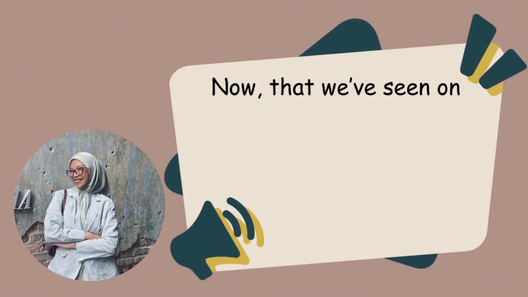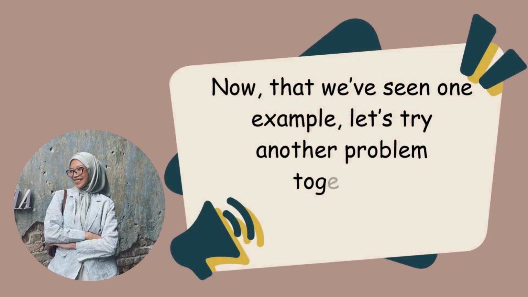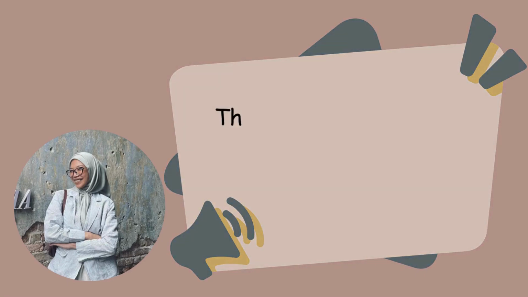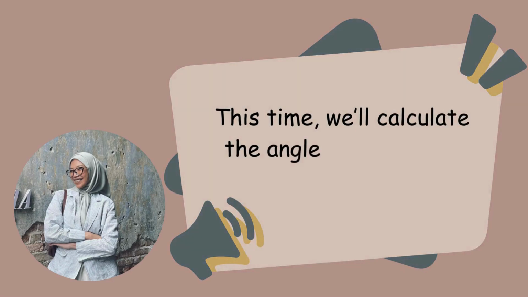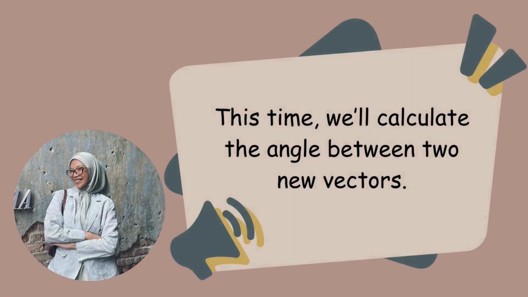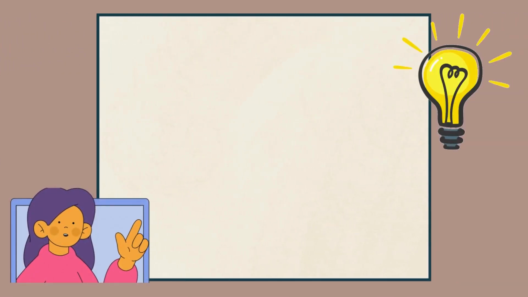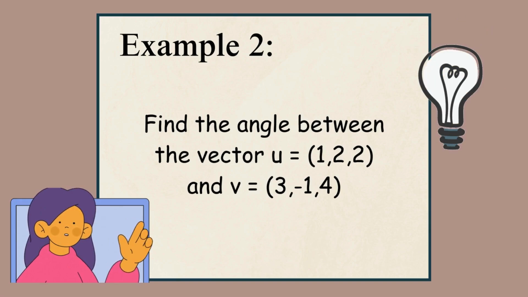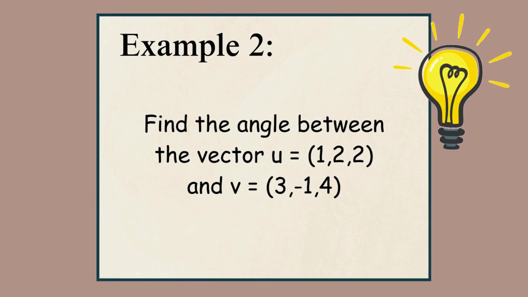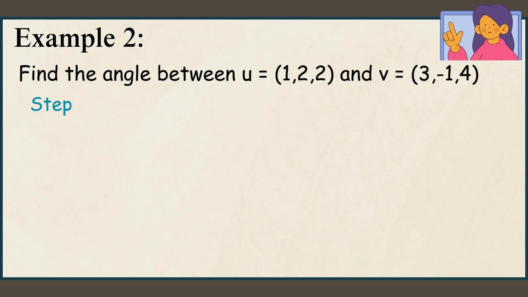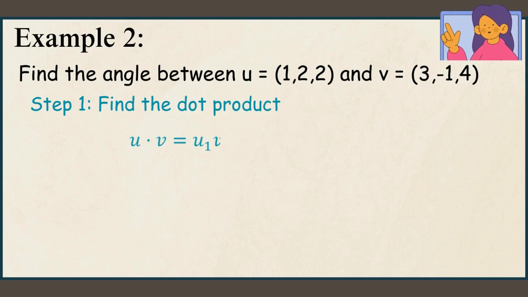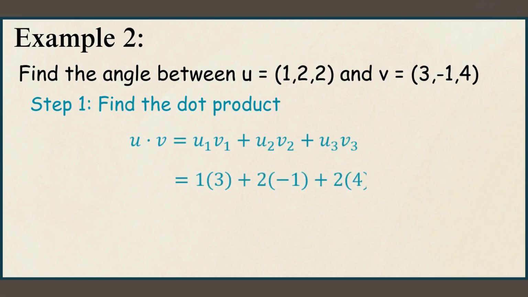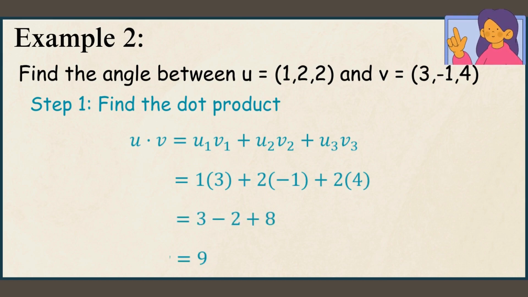Now that we have seen one example, let's try another problem together. This time we will calculate the angle between two new vectors. The question is, find the angle between the vector u and v. For step 1, we have to calculate the dot product. So we can use this formula to calculate the dot product, and we get 9.